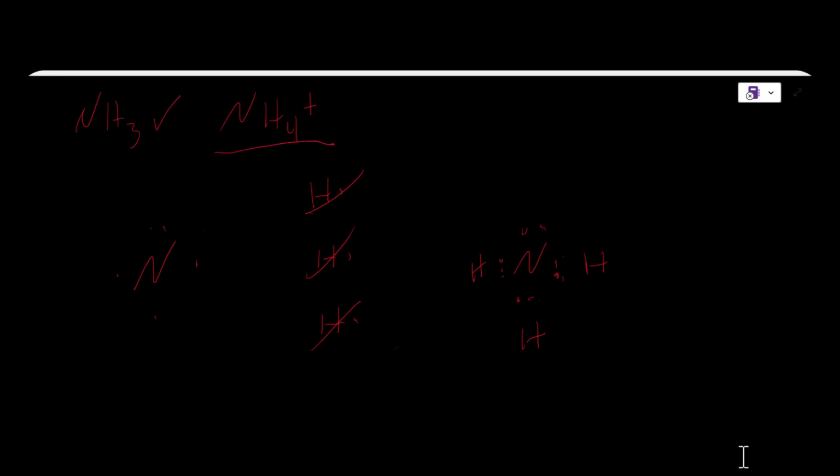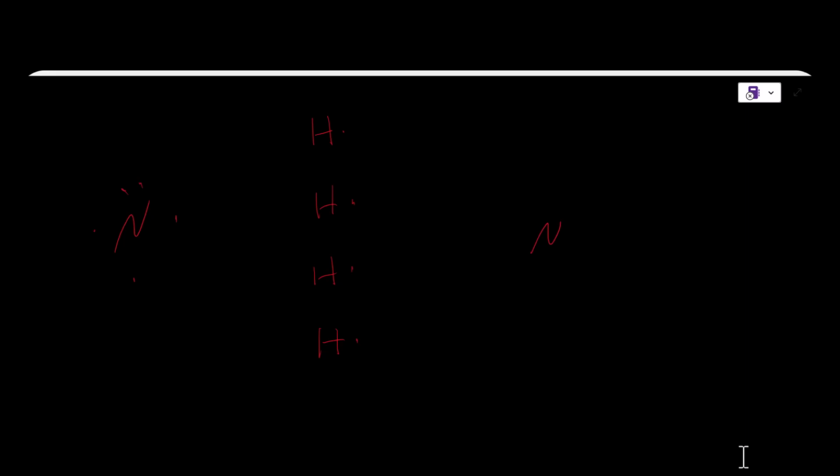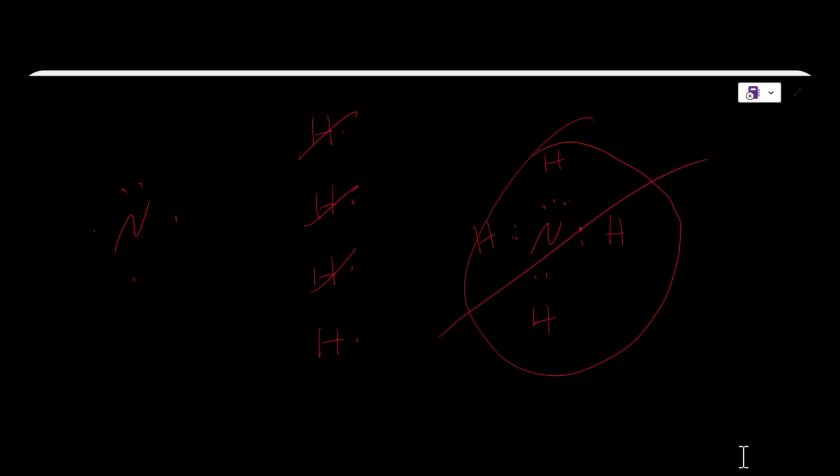Moving to the ammonium ion, we have 1 nitrogen and 4 hydrogens. So the nitrogen has 5 valence electrons. There are 4 hydrogens with 1 valence electron each. When we add the hydrogens to the nitrogen, if we add the 4th hydrogen, we end up having 3 electrons in the bond between nitrogen and hydrogen. This would make nitrogen have 9 electrons. So there would be 1, 2, 3, 4, 5, 6, 7, 8, 9. This would not work with the octet rule.